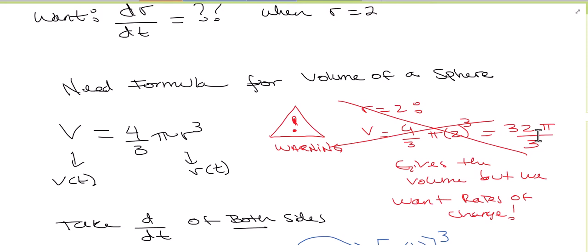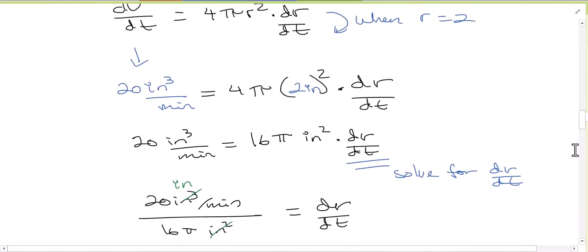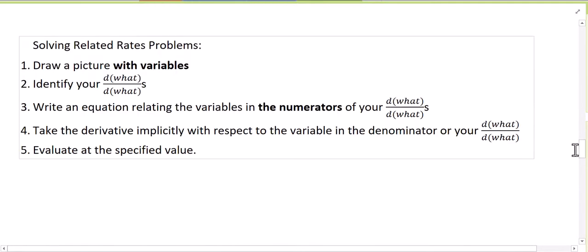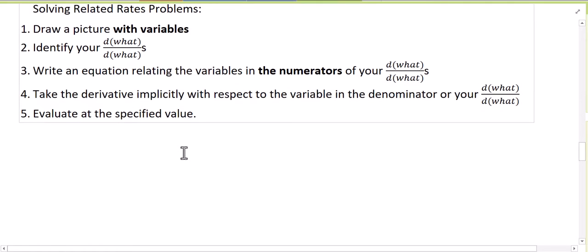The task was to find the rate of change of r, and if I just plug in 2, what I found was the volume of the balloon. I didn't find any rates of change. In order to find rates of change, you need to take the derivative. So that's why you want to make sure you plug in your specified value at the very end.